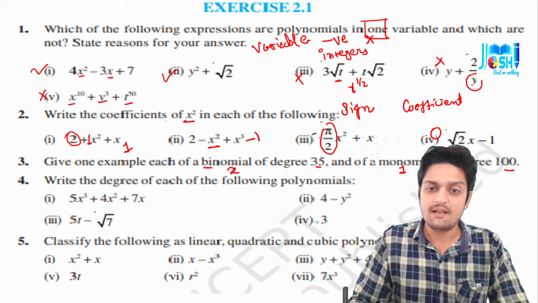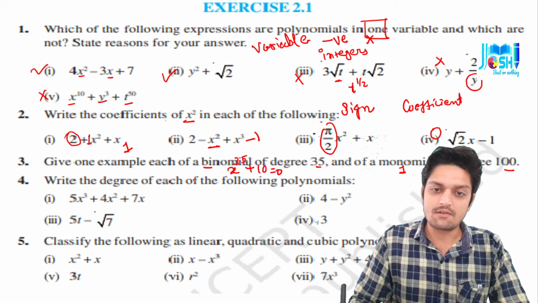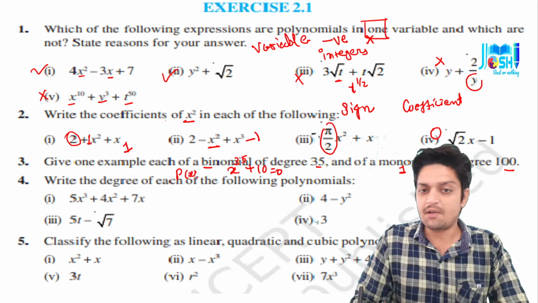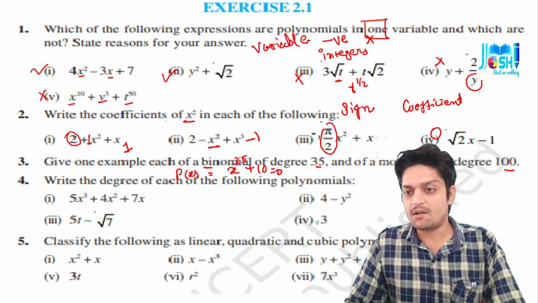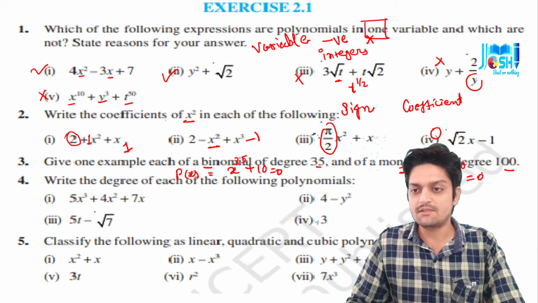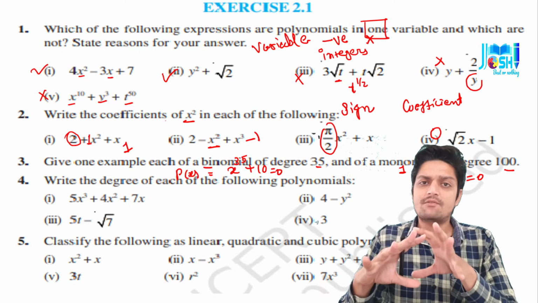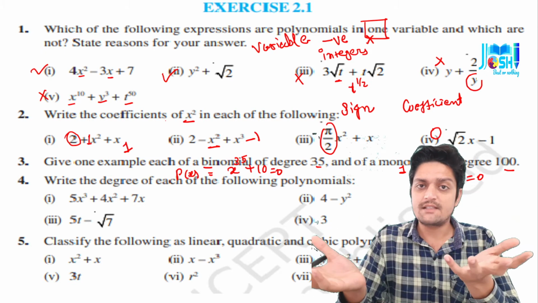I will write here x raised to 35 plus 10 is equal to 0, and this all will come as p of x, which is called polynomial of x. And for a monomial of degree 100, I will write x raised to 100 is equal to 0. Okay, this is always p of x. All these things are equal to 0 only, and all these things are equal to p of x.